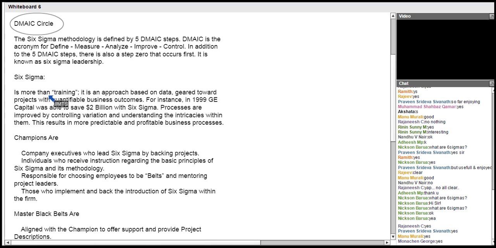Six Sigma is just more. There are many institutes in India as well as abroad which provide training on Six Sigma. But Six Sigma is not only the training, it is more than the training. It is an approach based on data geared toward projects with quantifiable business outcomes. For instance, in 1999, GE Capital was able to save $2 billion with Six Sigma. Processes are improved by controlling variation and understanding the intricacies within them. This results in more predictable and profitable business processes.